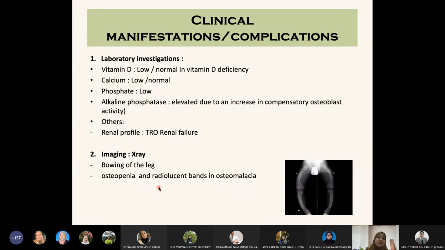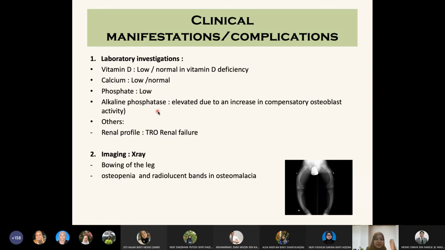Okay. So in terms of clinical manifestation, vitamin D can be low or normal, because if you still remember, low vitamin D will cause low calcium, which will stimulate your parathyroid gland. Parathyroid hormone will stimulate your 1-alpha hydroxylase, then increase the vitamin D. So it can be low or normal. Don't worry about that. Okay. Calcium can be low or normal, and phosphate will always be low. That's why it causes unmineralized bone.